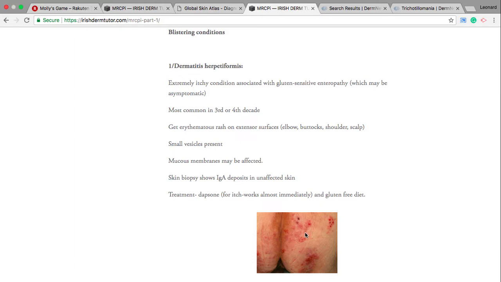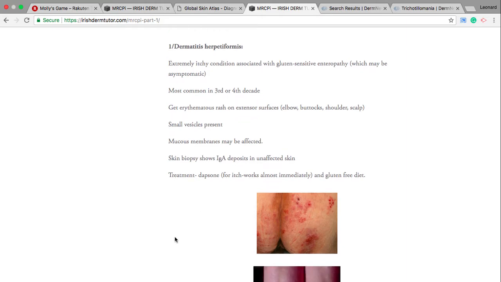So the classic areas that are affected are the elbows, the buttocks, the shoulder, and also the scalp. And what you often get, most of the time they're not even big enough to be blisters, you often get these small vesicles that are extremely itchy. So when they often come into the clinic, they've already been scratched, and you can often just see these erosions. The mucous membranes can be affected, and skin biopsy shows IgA deposits, funnily enough, in the unaffected skin. So oftentimes when you're taking a biopsy, you actually take a biopsy beside the affected areas.